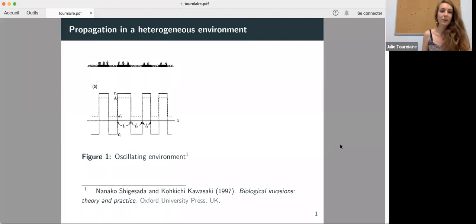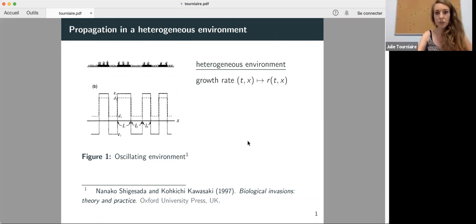I'd like to start with a simple example to put this problem into context and to illustrate the results. Consider a population that colonizes a linear habitat constituted of an alternation of favorable and unfavorable patches. This can describe, for instance, fields divided by roads. And this can be modeled by a growth rate function that is space dependent, taking large values in favorable patches and much lower ones in unfavorable patches.